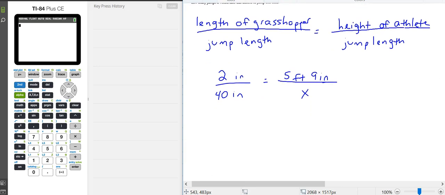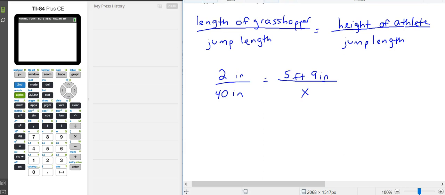In order to do that, we want to have everything in inches. But over here, we have 5 feet 9 inches. So we need to convert the 5 feet into inches. To do this, we're going to use the factor label method. We have 5 feet, and we want to convert it to inches. And we know that there are 12 inches in 1 foot. 12 inches over 1 foot is just 1, because they're the same thing.